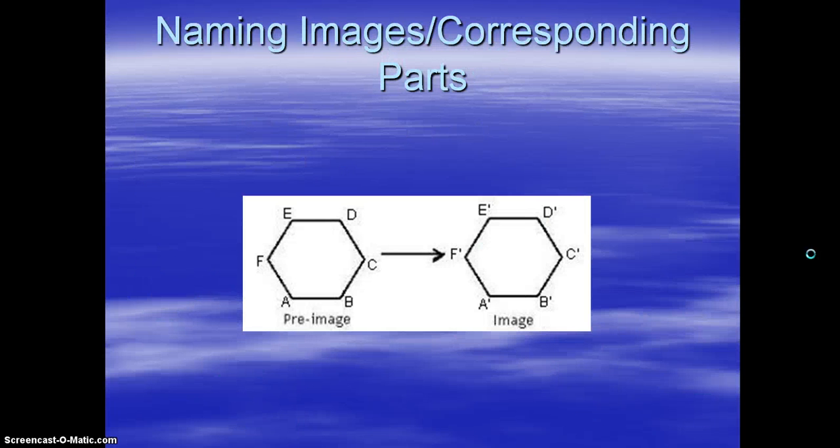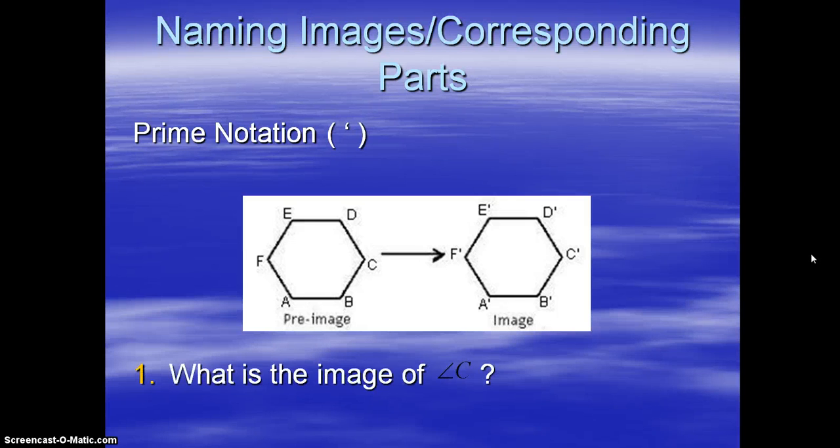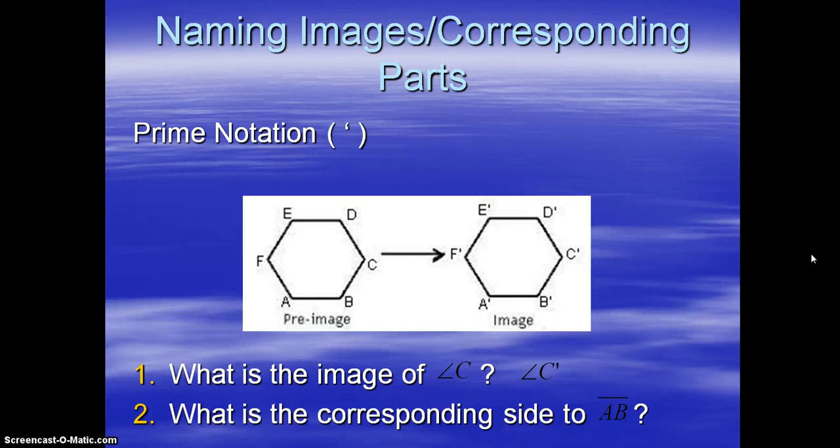Now you have to be able to name corresponding parts, and we do that by using prime notation. As you can see in our pre-image, we have A, B, C, D, E, and F, and our image uses A prime, B prime, C prime, D prime, and so on. Same letters means they correspond with each other. So for example, the image of angle C would be angle C prime, or the corresponding side of segment AB would be segment A prime B prime. So we use the same letters to identify our pre-image and our image.